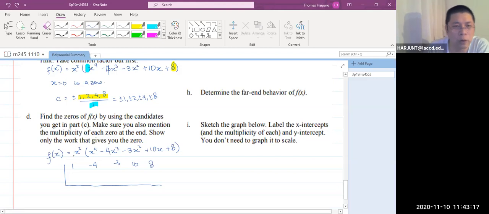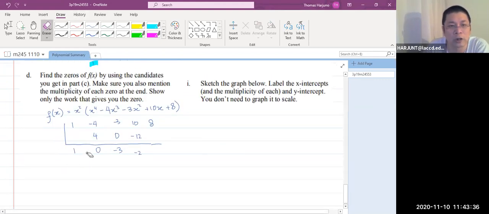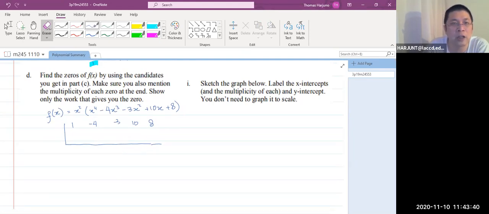Let me try 4. Why not? So 4, 1, this is 4, this is 0, this is 0, this is negative 3, negative 3, negative 4, negative 2. It works. No. I try it later. Okay. I guess it and it happens to be right.